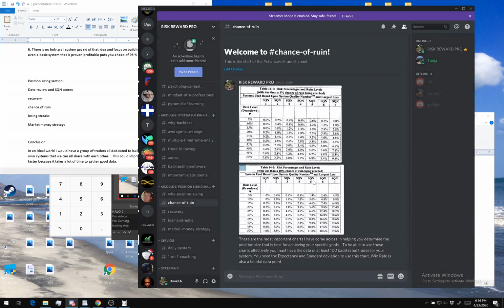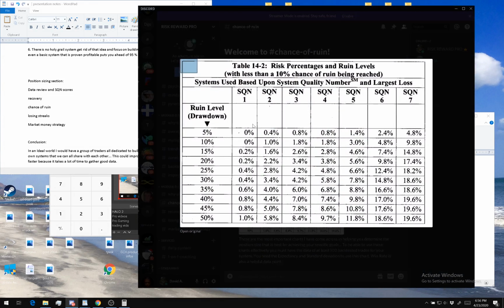Now there's another chart. This is the same exact chart, except instead of a less than 1% chance, you have a less than 10% chance. So using this chart, it allows you to increase your position size. If you're comfortable with a 10% chance of getting these drawdown levels, you can use this chart.